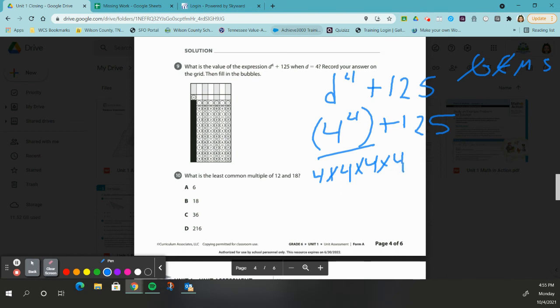All right, so you're multiplying 4 times 4 times 4 times 4. Now, that is not 4 times 4 like 16. That's 4 times 4 times 4 times 4, which is going to give you something different. If you remember from a problem we had earlier, 4 to the 3rd power is 64. So then you've just got to do 64 times 4. And then don't forget to add your 125. So figure out what 64 times 4 is, and then add 125 to that, and you will get your correct answer for number 9.